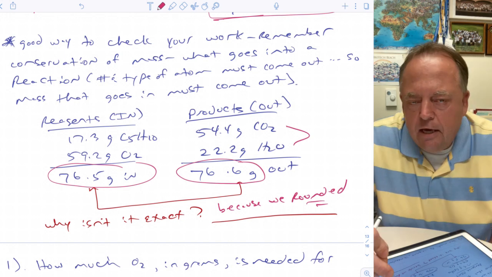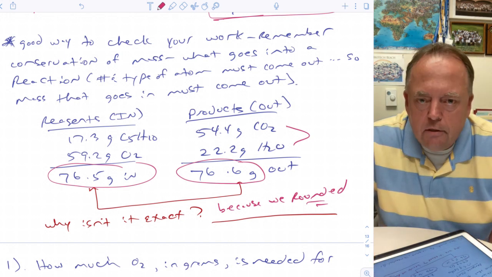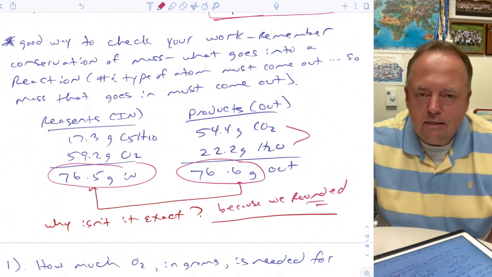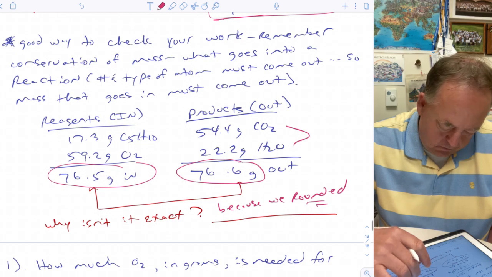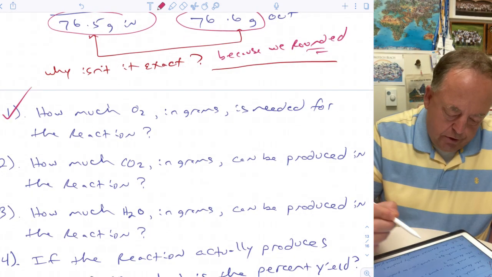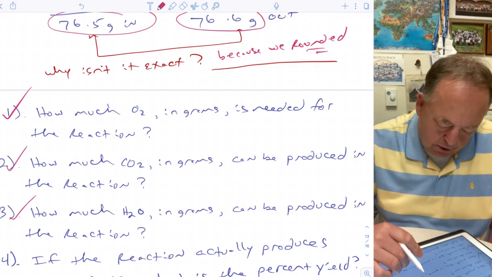Because we rounded in this calculations. When we calculated the moles of CO2 and water in the grams, we rounded them. If we didn't round, then they would be exact. So whatever goes into reaction has to come out. Okay, so we answered that. How much O2 do you need? We answered that. How much CO2 you can make? We answered that. How much water can you make?